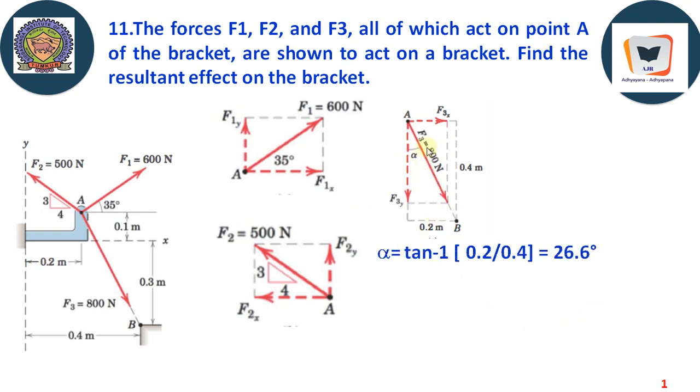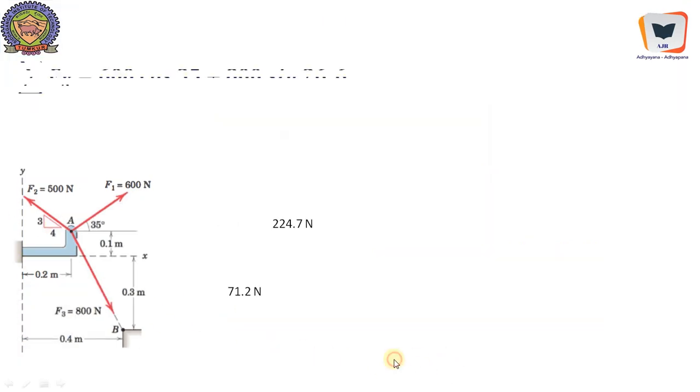So alpha equals tan inverse of 0.2 divided by 0.4, it will be 26.6. So this angle is 26.6. So everything is known to us. It is a straightforward problem, but acting on a bracket. It's a real world problem, of course, right?